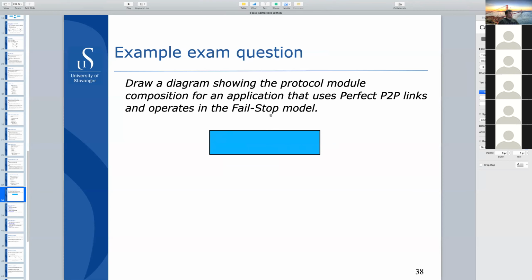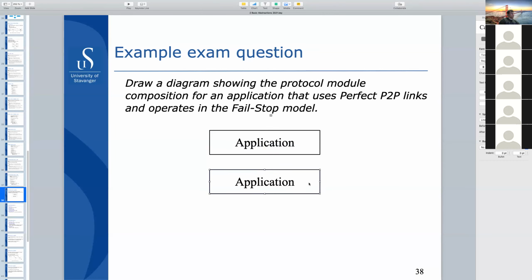So, you know, whenever we get this type of question, which is very likely, we can start by having the top level as the application. So if we have the top level application, we are already started, you know. Then the next level is the perfect P2P links. So we need to have the perfect P2P links underneath.